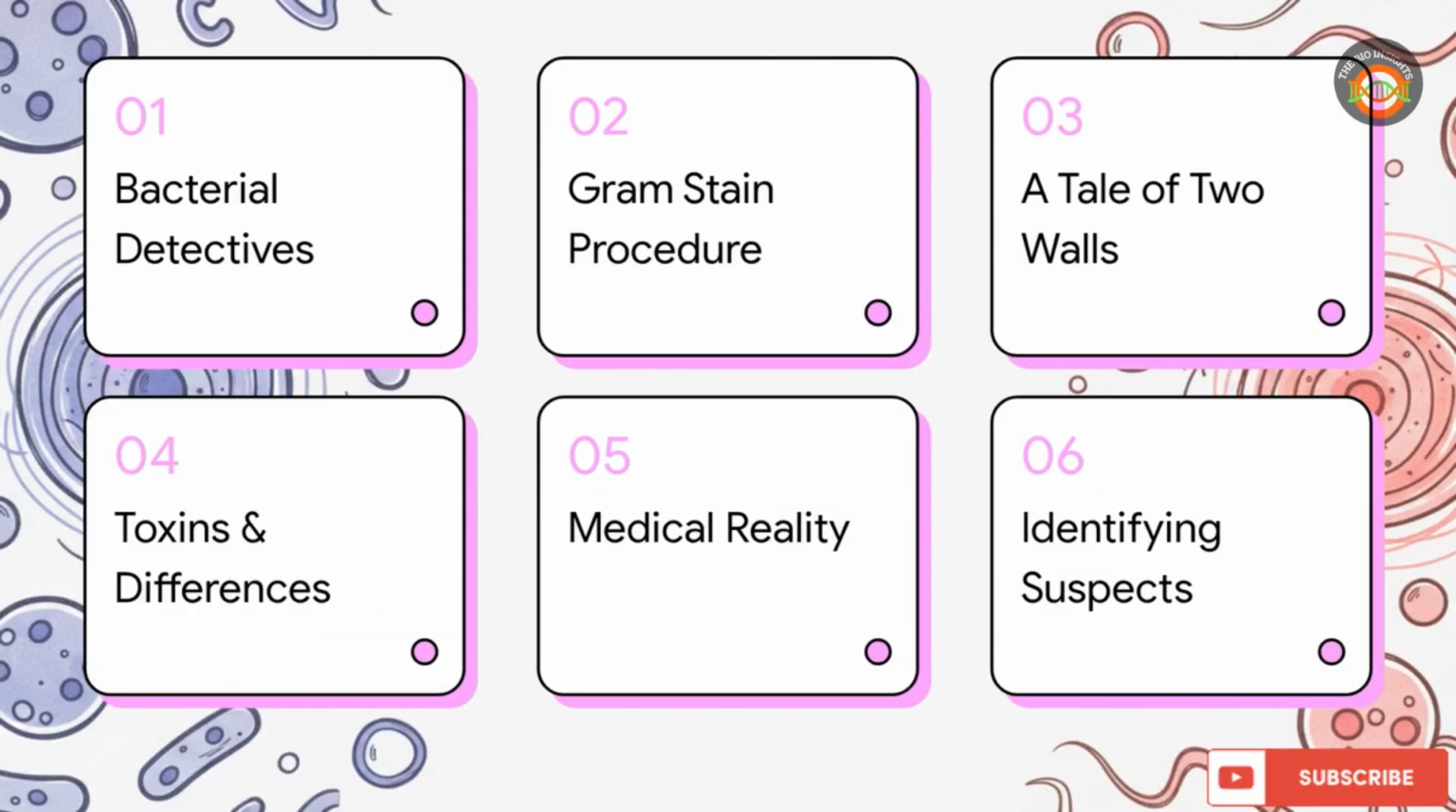To solve this microscopic mystery, we're going to follow these 6 steps. First, the bacterial detective story, followed by the Gram stain procedure, a tale of 2 walls, toxins and key differences, the high-stakes medical reality, and finally, identifying the microbial suspects.